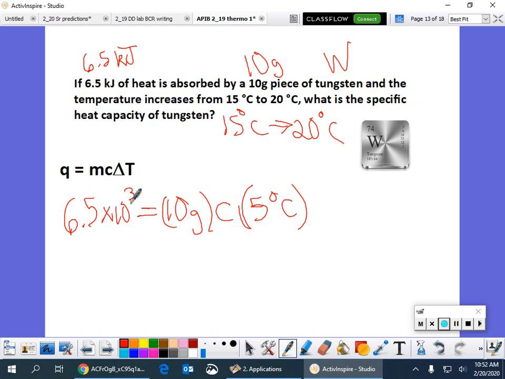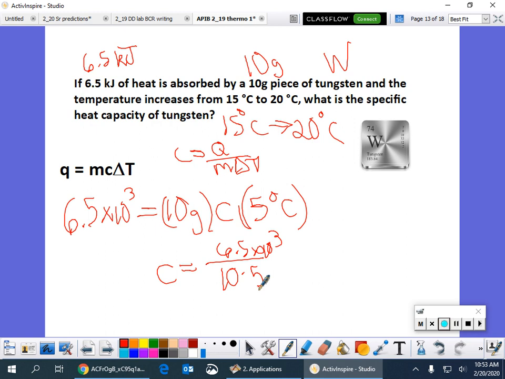Okay, so we're solving for C here. So there's obviously a couple different ways you can do this. You can rearrange the equation to put C equals, so it would be C equals Q over M delta T, and then you could put everything together. Or you could just plug the numbers into the standard equation and solve for C. Whatever works best for how your brain works. Okay? So our C is going to be 6.5 times 10 to the third over 10 times 5.